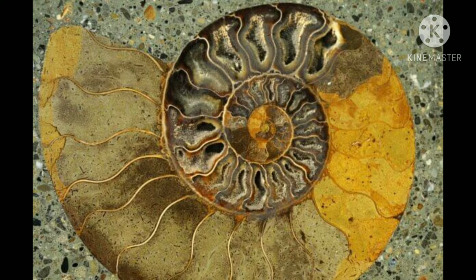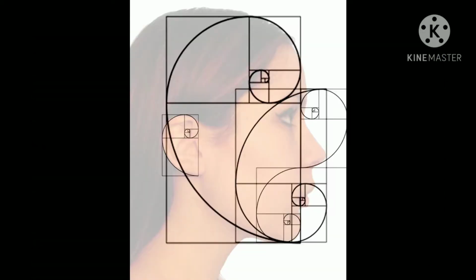A shell fossil with a Fibonacci sequence. You can see as the shell grew, a Fibonacci spiral was formed. Yes, you are an example of the beauty of the Fibonacci sequence. The human body has various representations of the Fibonacci sequence proportions, from your face to your ear to your hands and beyond.